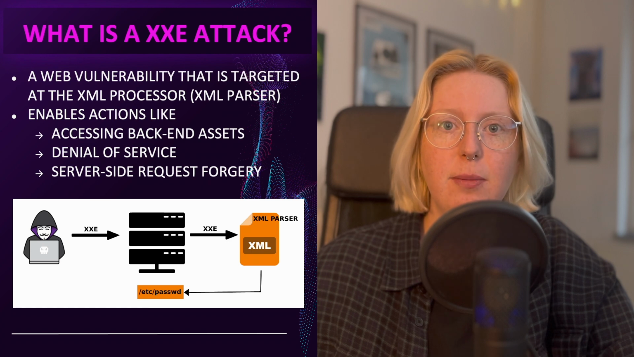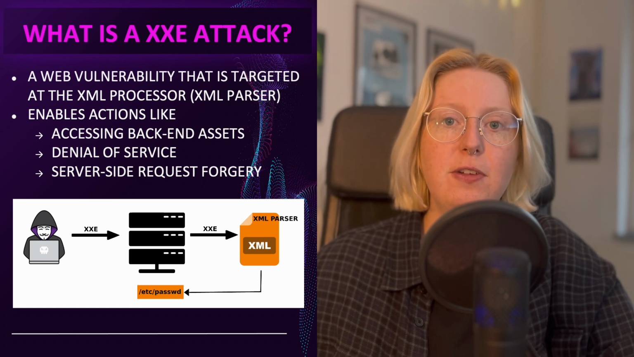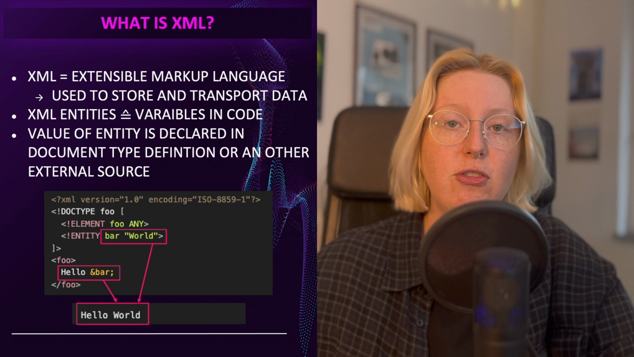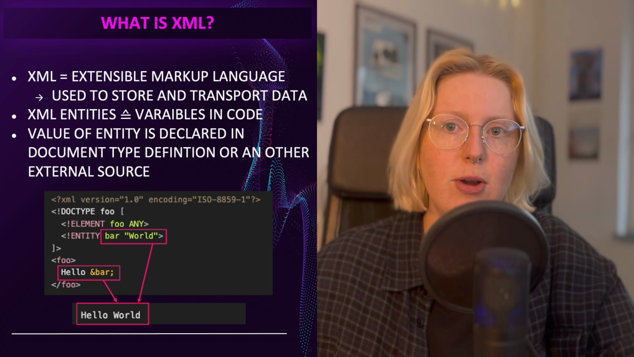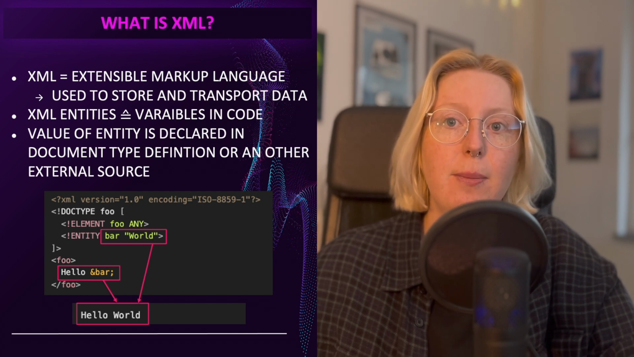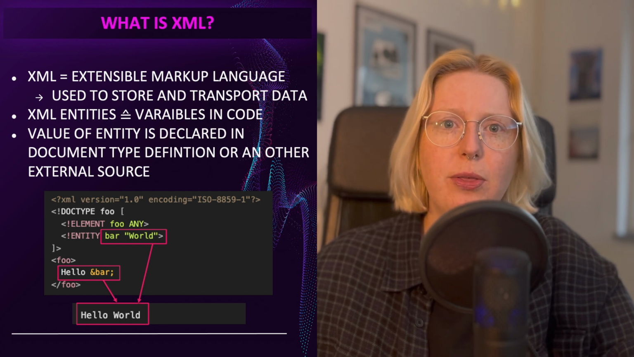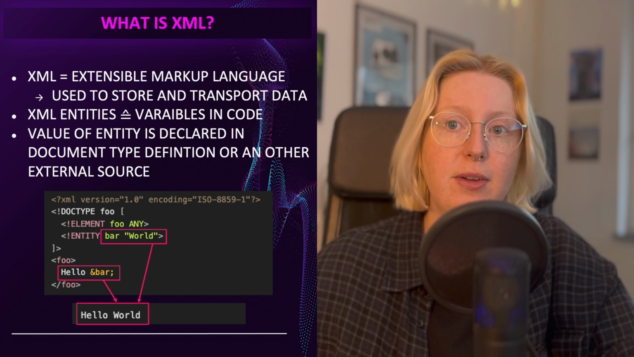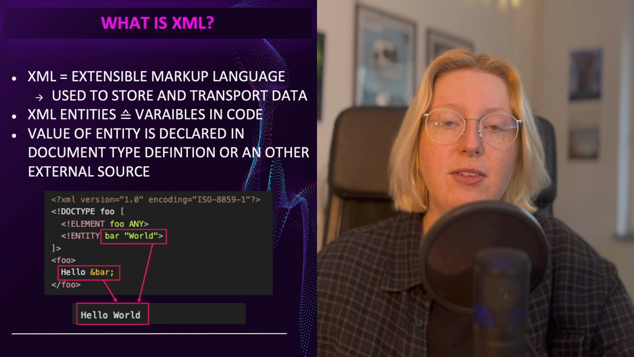To better understand this type of attack, it is important to first learn some key features of XML. XML stands for Extensible Markup Language and is used to store data and transport data. An XML document looks similar to an HTML document, as it also uses a similar structure and tags and data provided in angle brackets. XML entities are comparable with variables in code. In this example, there's an entity element with the name bar, which represents the word world. If the XML document then contains any places where &bar; is used, the parser replaces the entity with the word world.